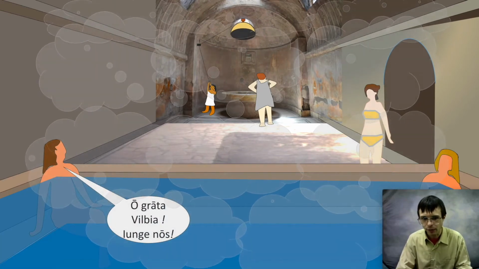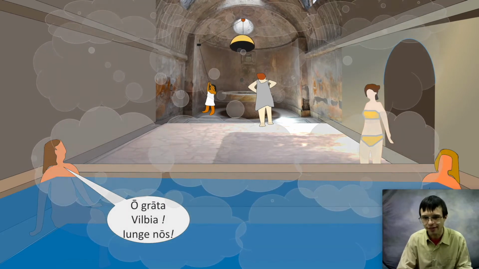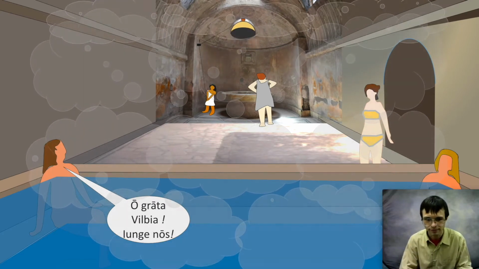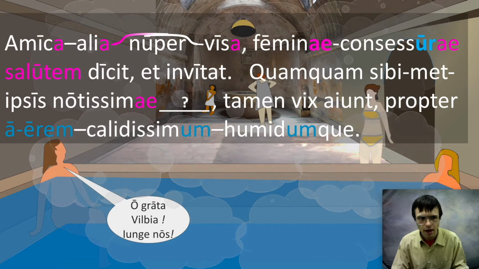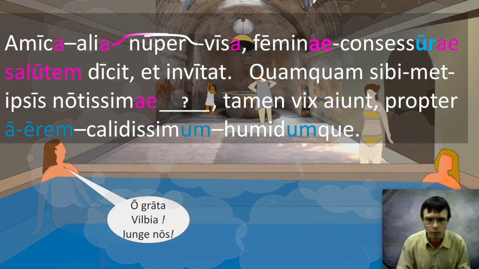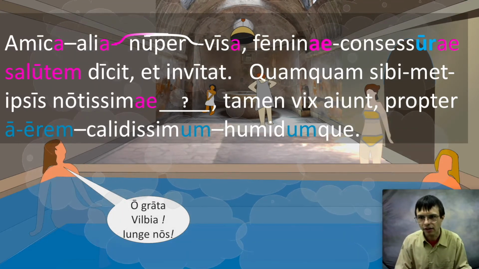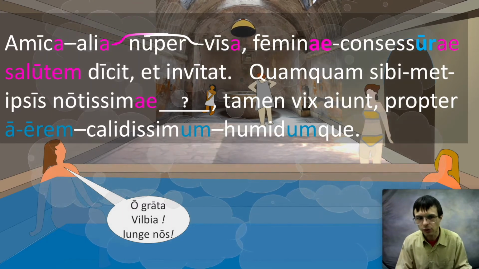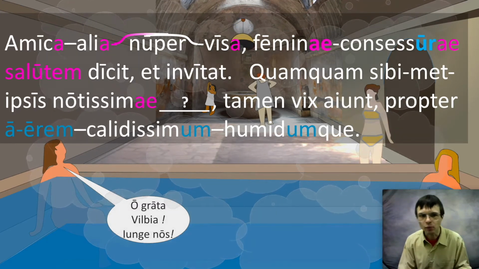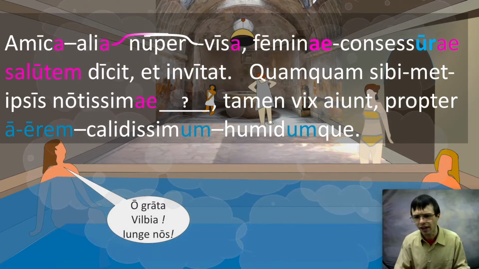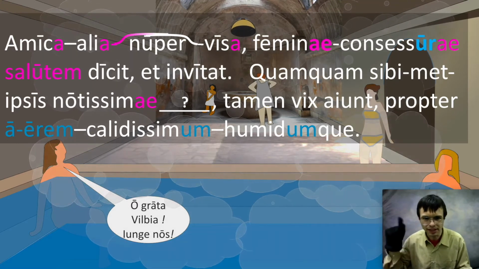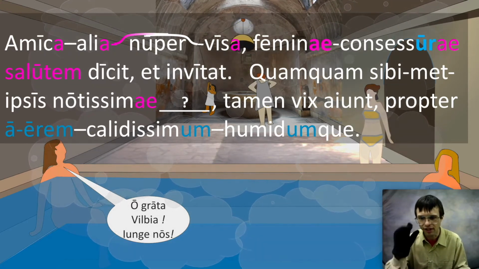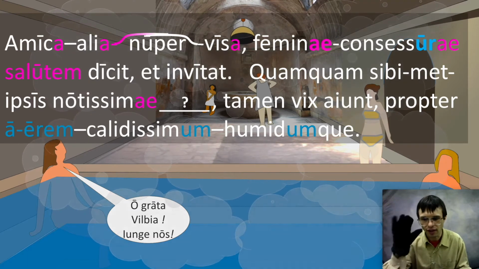Oh, grata, Wilvia, jungenos. Grata means welcome. Join us. Amica alia, nuper visa, feminae concessurai salutum dicit et invitat. You might not have had that phrase yet, salutum dicit. That's in this chapter. It means to say a greeting or say hello.